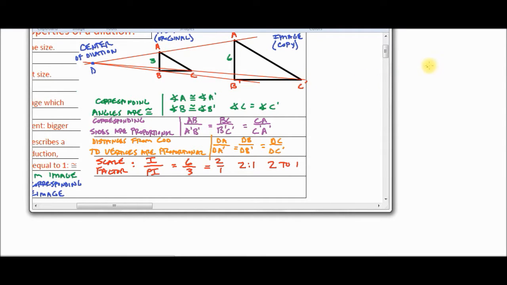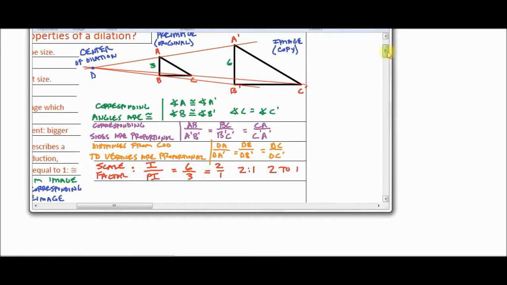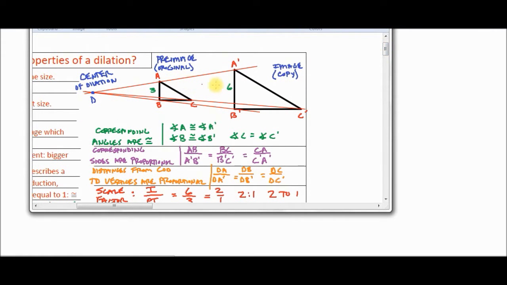Okay? Also, one more thing I want you to note here is, take a look at this image and pre-image. Corresponding sides are also parallel. Let's write that up here. That's another one I wanted to add. Corresponding sides are parallel. So, if you have a dilation, you're guaranteed that AB is parallel to A prime B prime, and every other corresponding side is parallel.